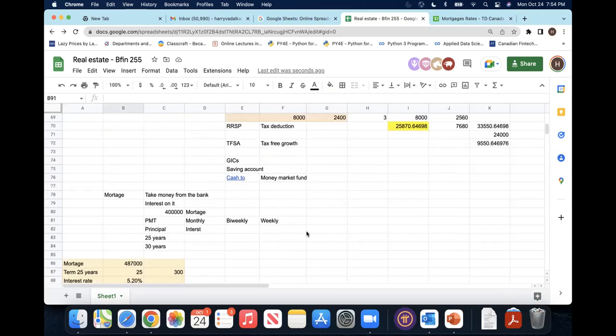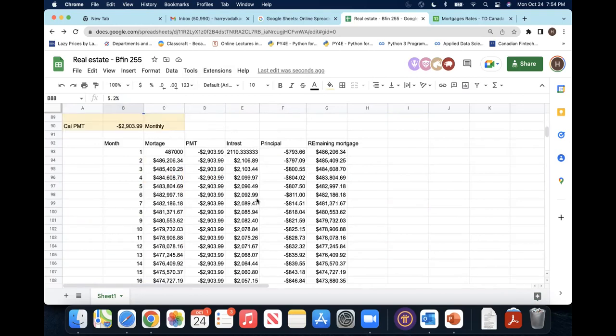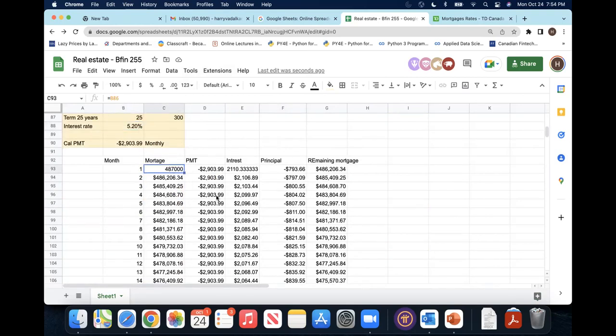So this is a mortgage table. What's happening? You're taking a mortgage of 487,000. You are paying that back in 25 years. That is the next 300 months you're going to make payments, and the interest rate is 5.2720%, right? So you start your mortgage, you start making payments.